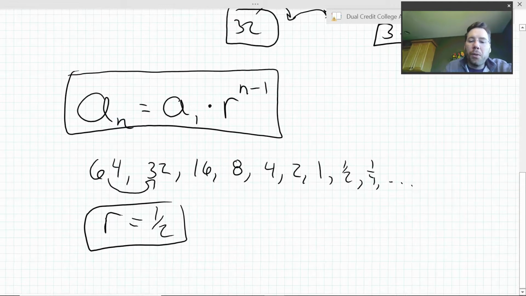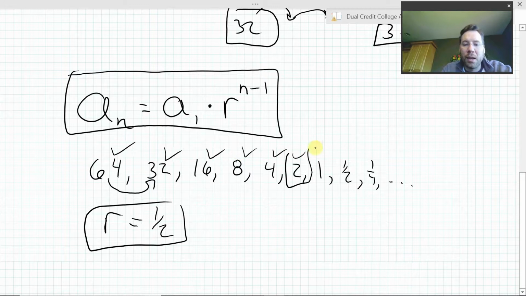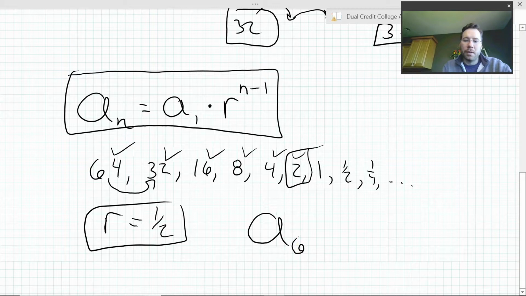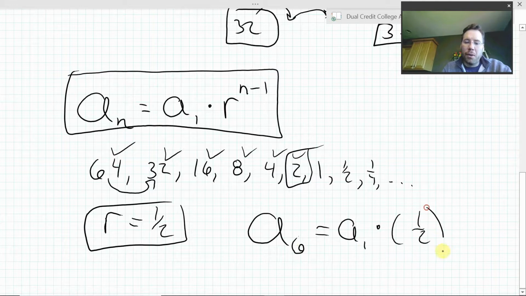So if I wanted to figure out the sixth number in the list, I can even look here and count it off, and I can see that the answer is supposed to be 2. But if I think about my formula, it would say the sixth term in my list should be the first term in my list times a half to the 5th power.